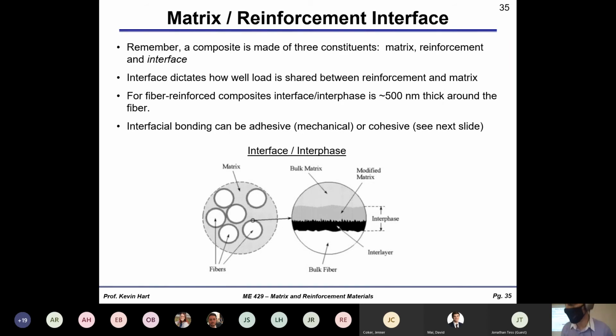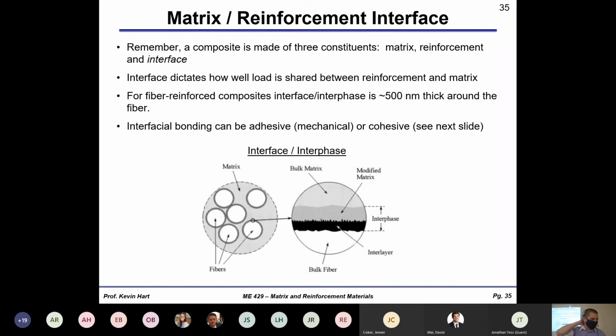But the point is that there is this interface that exists between the fibers and the surrounding matrix, and it does have some thickness to it. Generally, it's on the order of 500 nanometers or less, all right? That's what I would generally consider. From the surface of the fiber outwards about 500 nanometers is probably a pretty good estimate of what you would call the interface or the interphase.